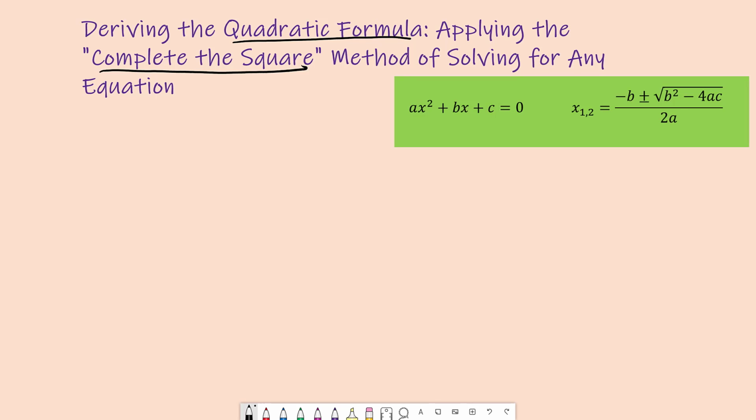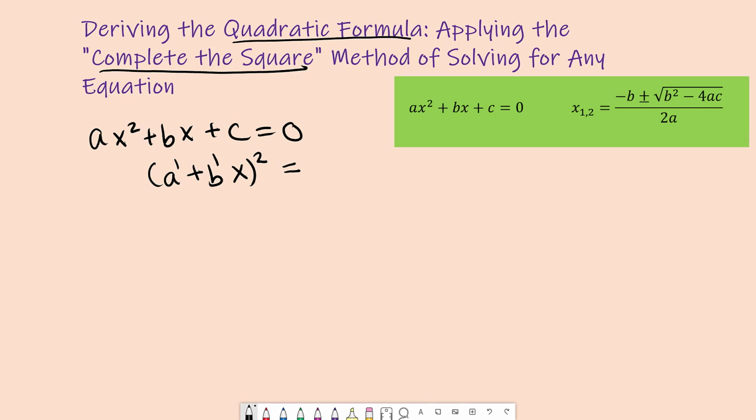Okay, so what do we have? We have this equation. I'll write it over. ax squared plus bx plus c equals 0. And this is a very general form for a quadratic equation. When we complete the square, what we're trying to do is write our equation in some form, and I'm going to use apostrophes here just to show that it's not the same a and b. We want to write it as some kind of square equals some kind of other constant. So we would like to put our equation into this type of form.